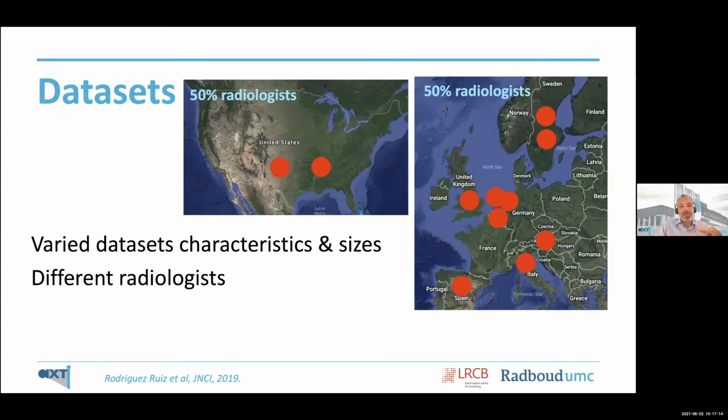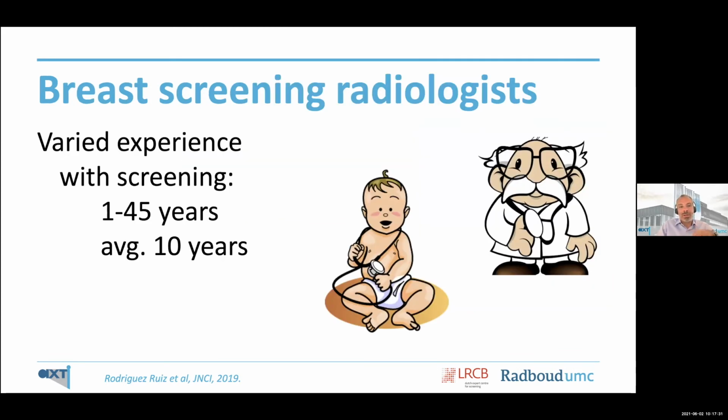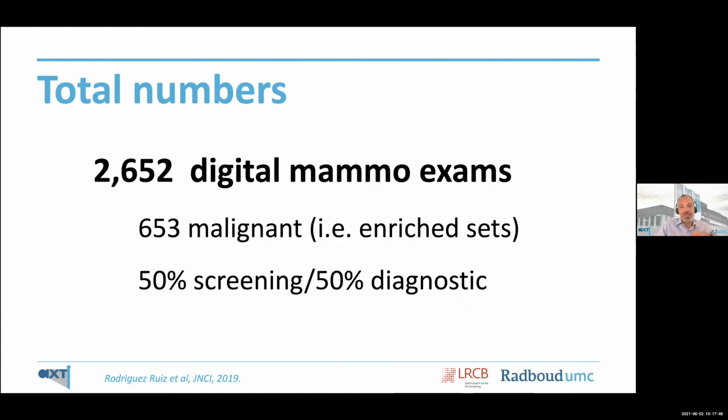The data sets came from, as I said, multiple countries in Europe, and 2 of the data sets were in the US, and the data was read by pretty much a 50-50 split of radiologists on both sides of the ocean. So we had quite a variable data set and reading. The radiologists were also very variable in terms of experience, from really recent entry into breast screening, all the way up to 45 years of experience with screening. And as I said, from both sides of the ocean.